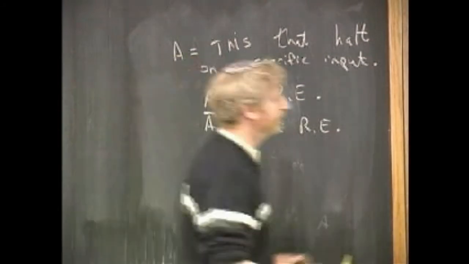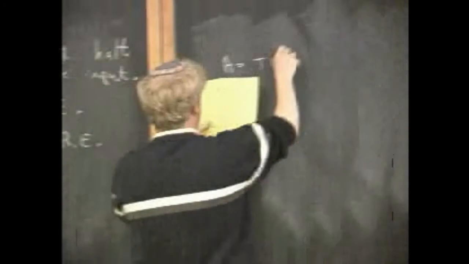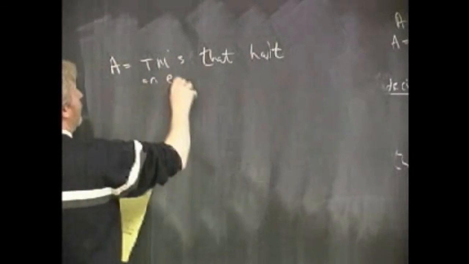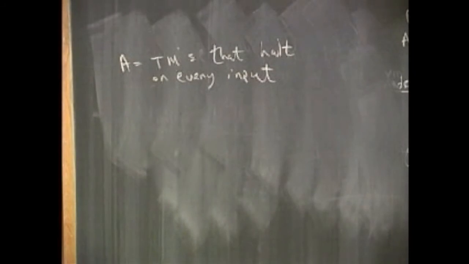All right, let's do another example. A equals Turing machines that halt on every input you might ever give them. Okay, so now I just give you a Turing machine, and I want to know, is this safe on all the inputs? Will this always stop? Always say yes or no. This is another way to ask, does it represent a recursive language? But, you know, does it stop on every input? What do you think?